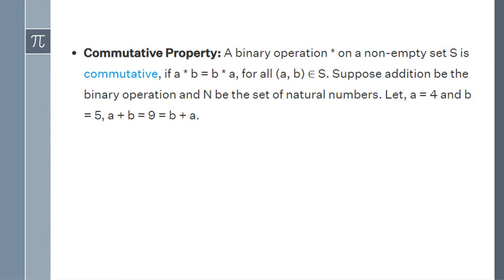Next, commutative property. A binary operation star on a non-empty set is commutative if A star B equals B star A. So, gibaylo ra nato, nauna si B na din. For all A, B in S. So, si A ug si B na ni S. Suppose addition be the binary operation. So, addition atong binary operation.